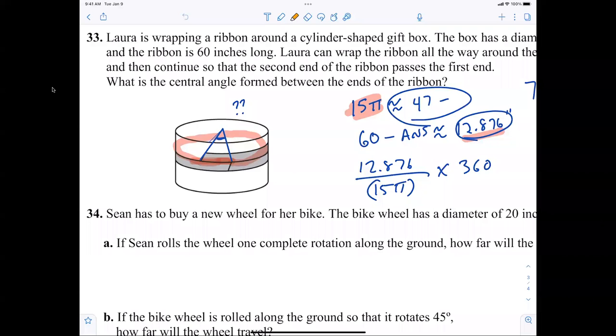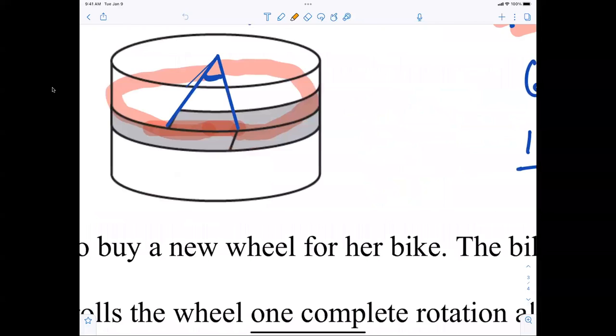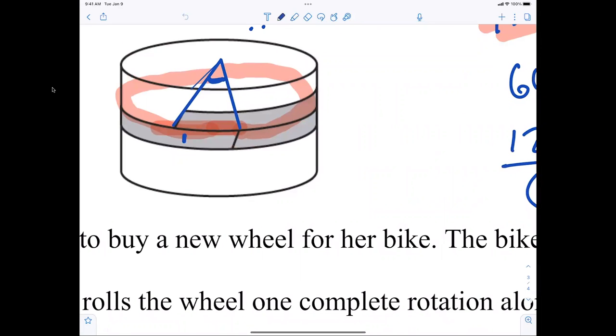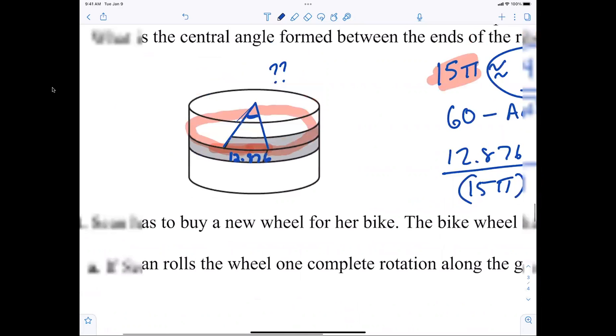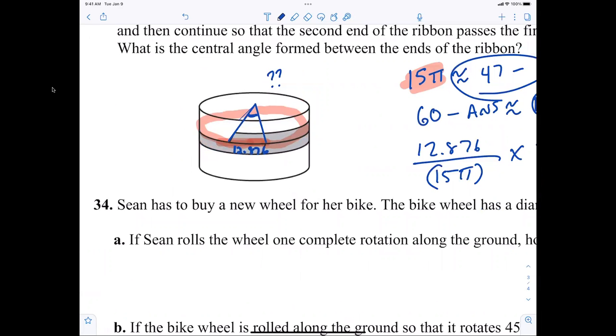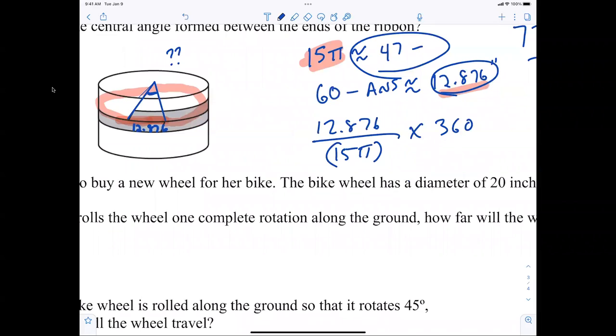All right, so we agree that the distance between the two ends was 12.876. Is that right? Let me make sure this is clear. This was 12.876. Is everybody agreeing with that? Anybody have any objections? So if that is 12.876, does everybody agree that's part of the circumference? Exactly what part of the circumference would that be?